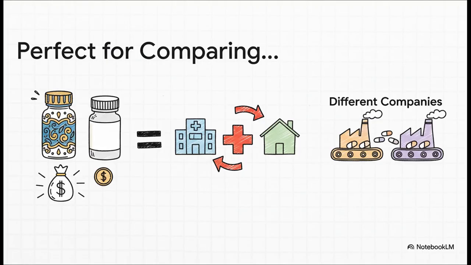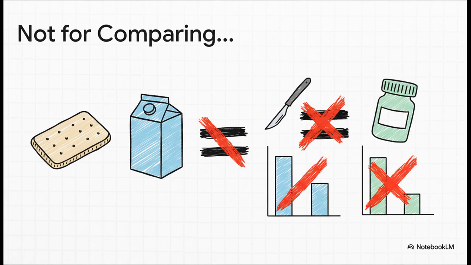CMA is absolutely perfect when you're looking at true apples-to-apples comparisons. The classic example is a brand-name drug versus its generic version. They have the same active ingredient, the same effect, the outcome is identical. Or maybe it's the same drug, just made by 2 different companies. Another great example is giving the same medication in different places, like in a hospital versus at home. If the medical outcome is exactly the same, CMA is the perfect tool to tell you which setting is more cost-effective.